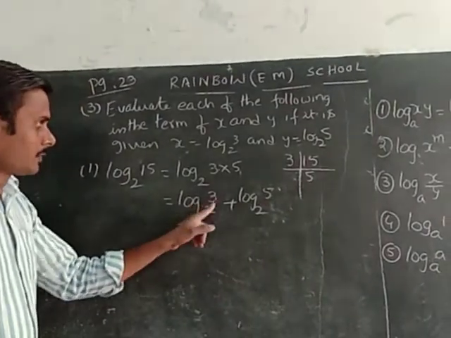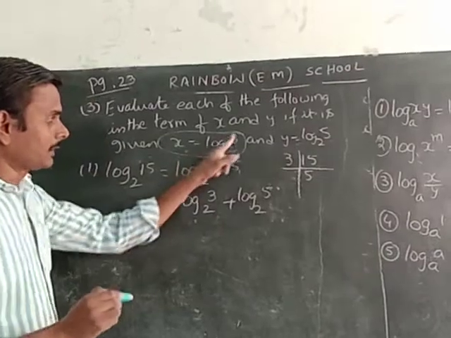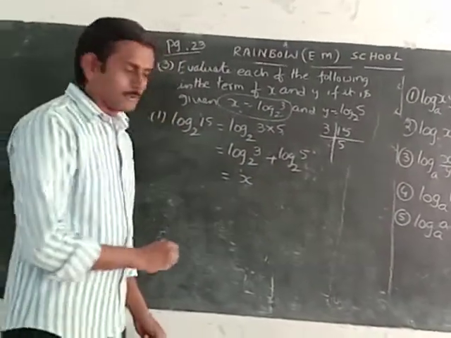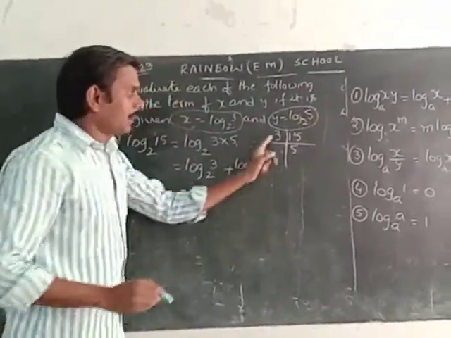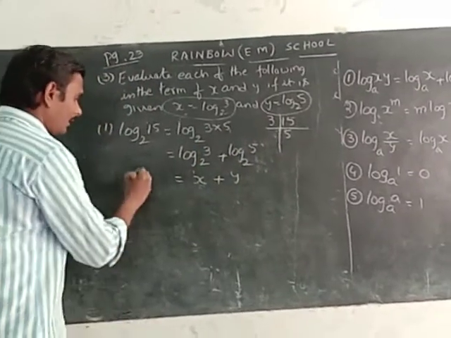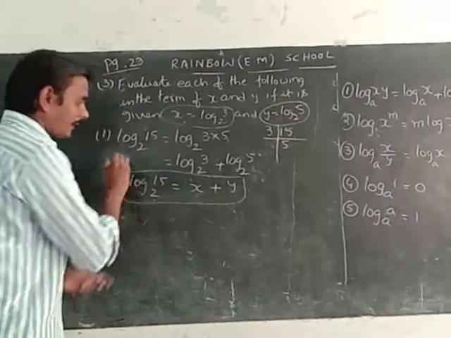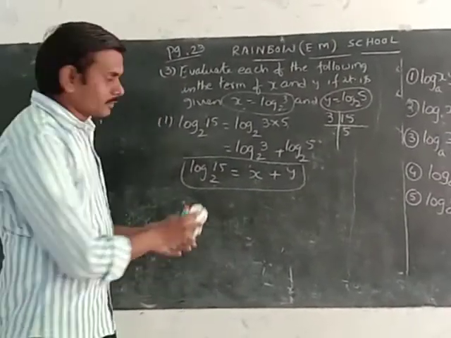Okay, log 3 base 2, what can you write in the question? What is the x value here? Log 3 base 2, instead we can write x, plus what is the y value? Y value is log 5 base 2. Log 5 base 2, instead we can write y. Okay, log 15 base 2 equal to x plus y. That is the xy terms. We simplify that one. One more sum.